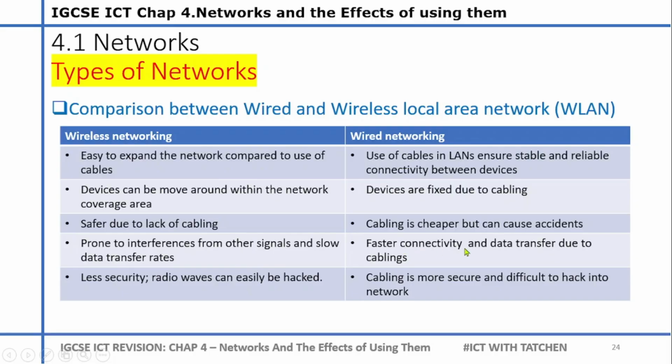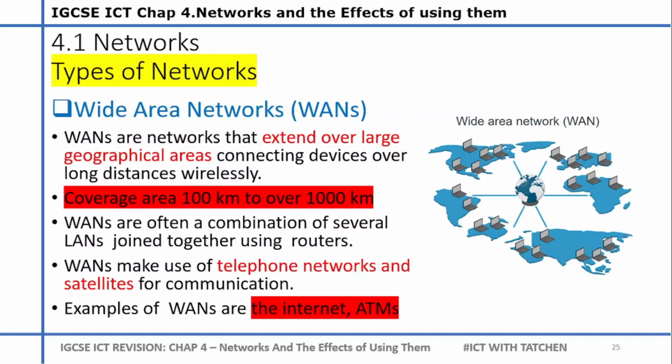Then we have faster connectivity and data transfer due to cabling. So we usually have faster connectivity when we deal with wired networks. Then for wireless, we have issues of less security. Radio waves can easily be hacked, so that has always been a problem. And then for wired networks, cabling is more secure and it is difficult to hack into the network. Yeah, so very often you find that wired networks are more secure than wireless networks.